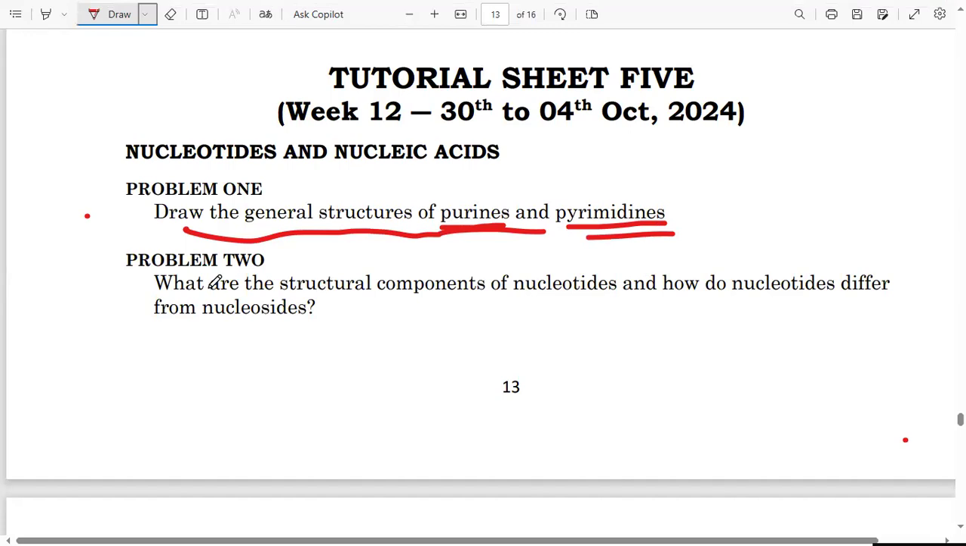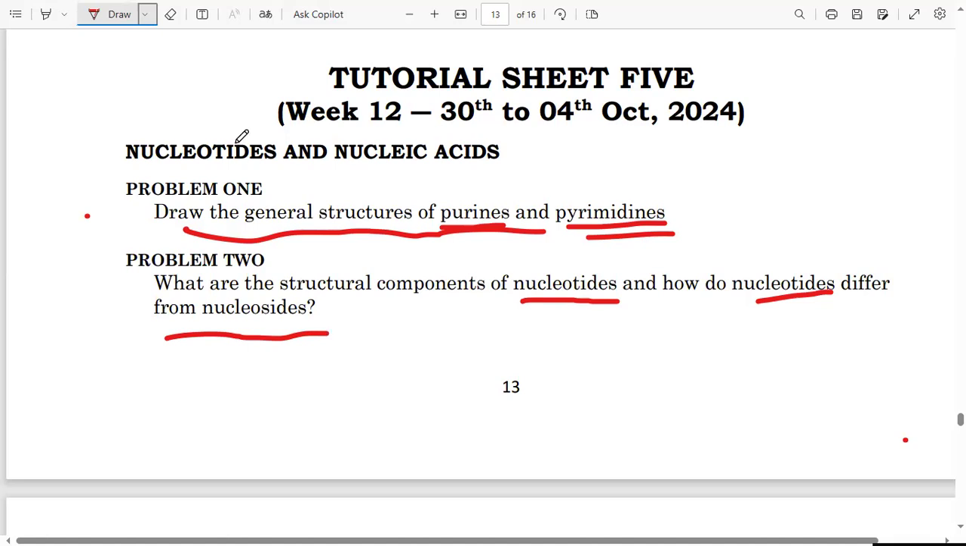And then number 2 here states: what are the structural components of nucleotides, and how do nucleotides differ from nucleosides? Okay, so one of these is made up of 3 things, and then the other is made up of what? 2. That's a difference. So when they say a nucleotide, then it will be a complete set. There will be a phosphate group, there will be a pentose sugar, and then there will also be a nitrogenous base. That will form a nucleotide. And then once they just remove the phosphate group, it becomes a nucleoside.